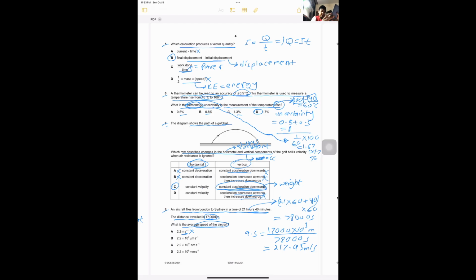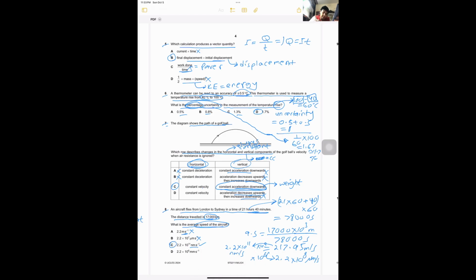So 217.95 into 10 to the power 6, if we convert it to micro, becomes 2.2 into 10 to the power 8 micrometer per second. If we convert it to nano, we have to multiply it by 10 to the power 9. I'm just using my calculator, you can do the same. I get this nanometer per second, so that should be the answer.